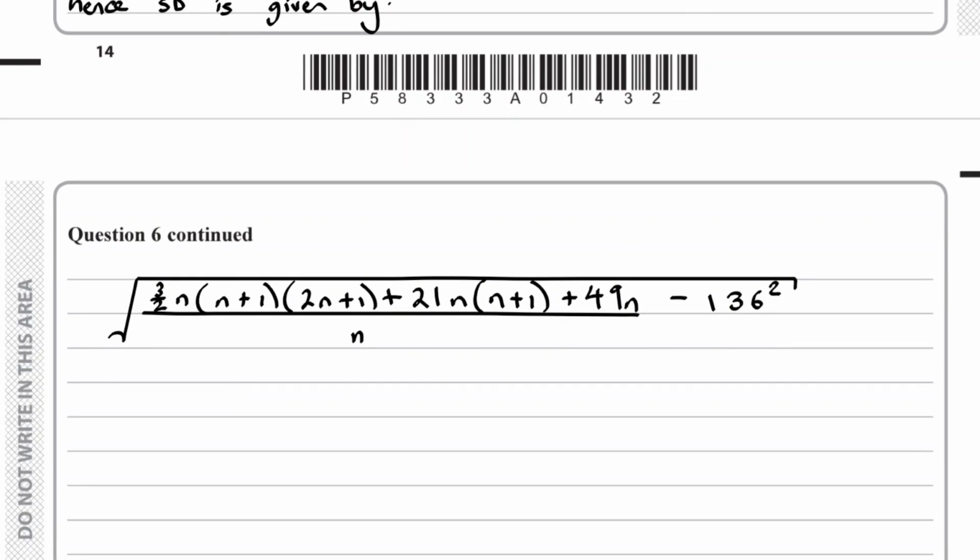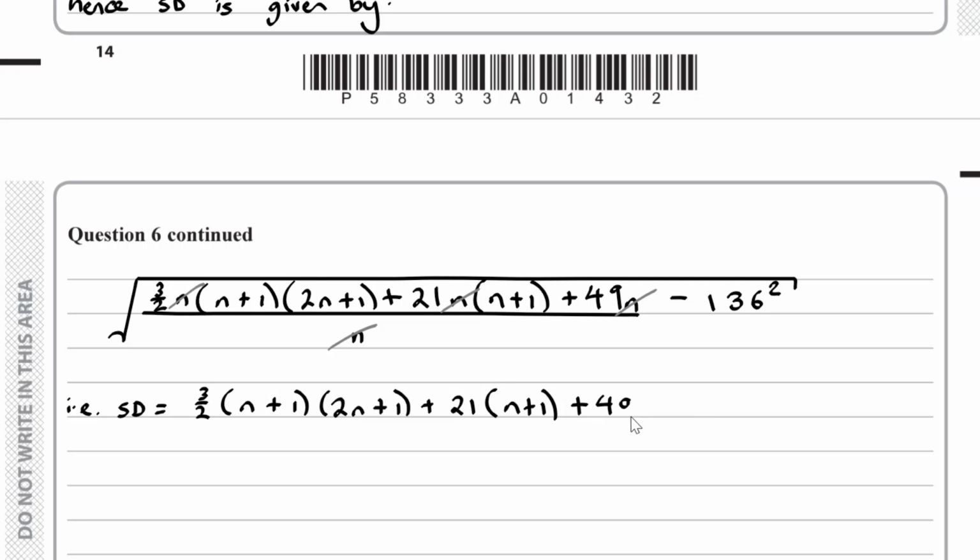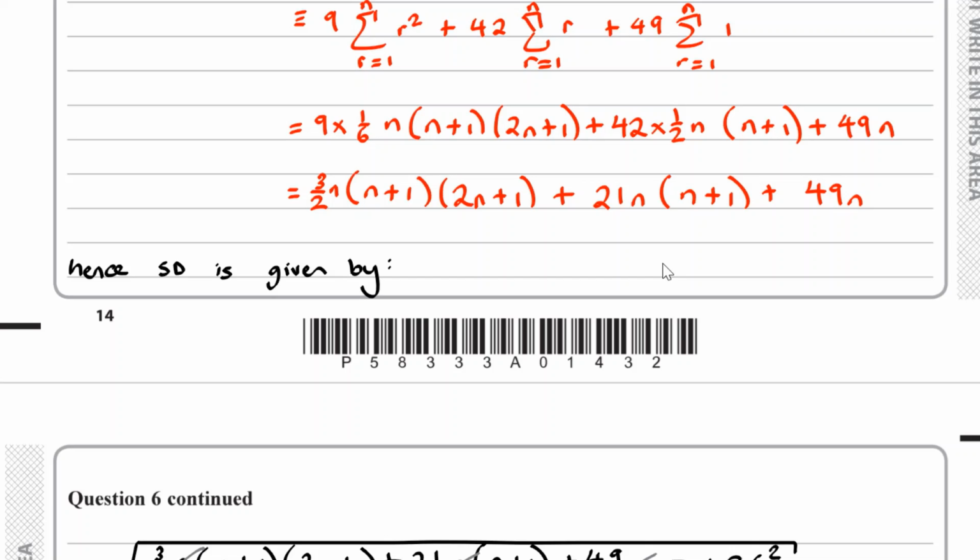And hopefully you can see also that this n and this n cancel with this n. So we can say that the standard deviation is equal to 3 over 2 lots of n plus 1 lots of 2n plus 1 plus 21 lots of n plus 1 plus 49 minus, is it 49? It's supposed to be 40.